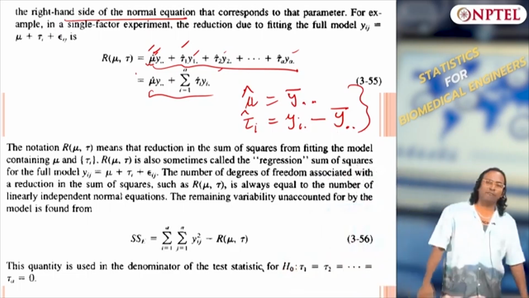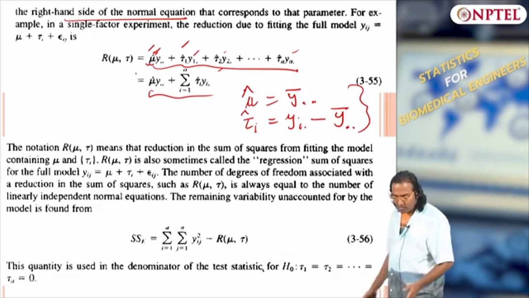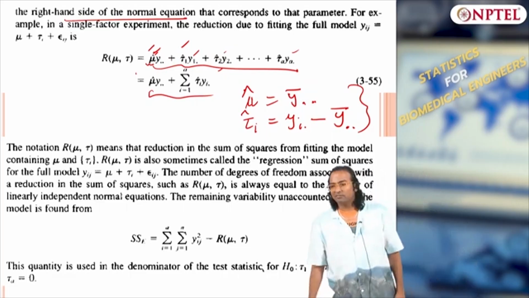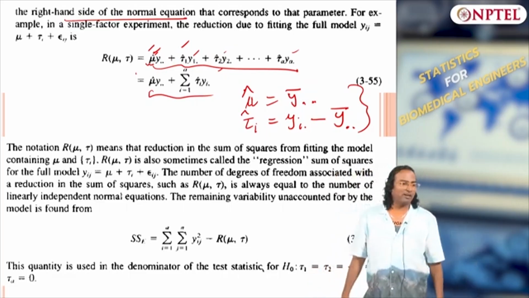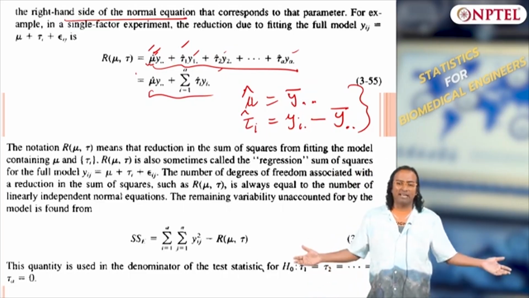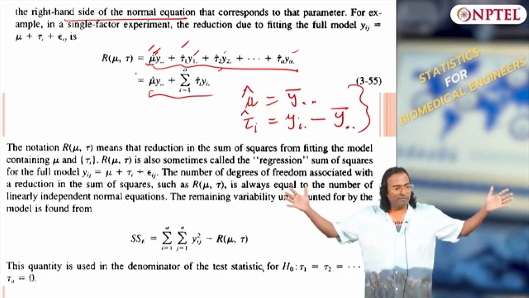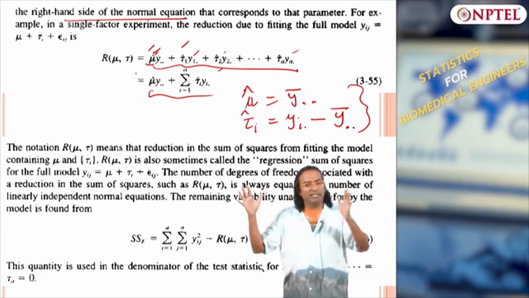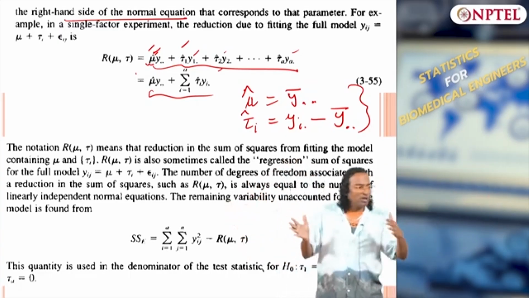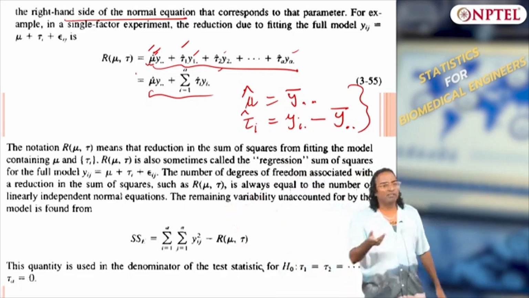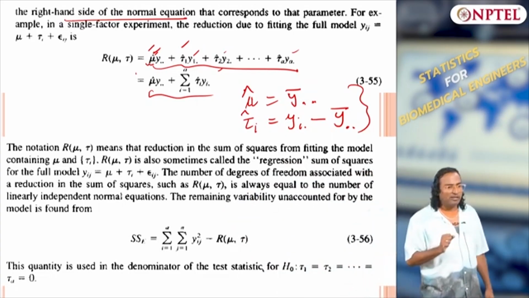Now I can derive sum squared error, sum squared treatment, etc. What is sum squared error? The total variability minus the variability explained, that is the sum square error, right. The total variability in the data and the variability that is due to the model, if you subtract both, then you will get what is remaining, which is nothing but your sum squared error.